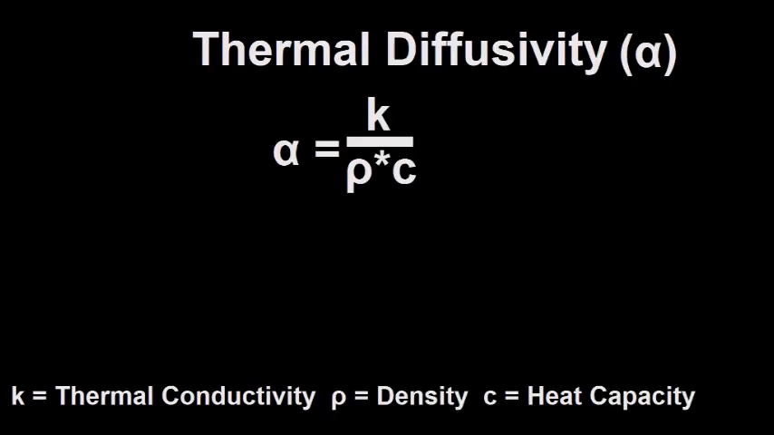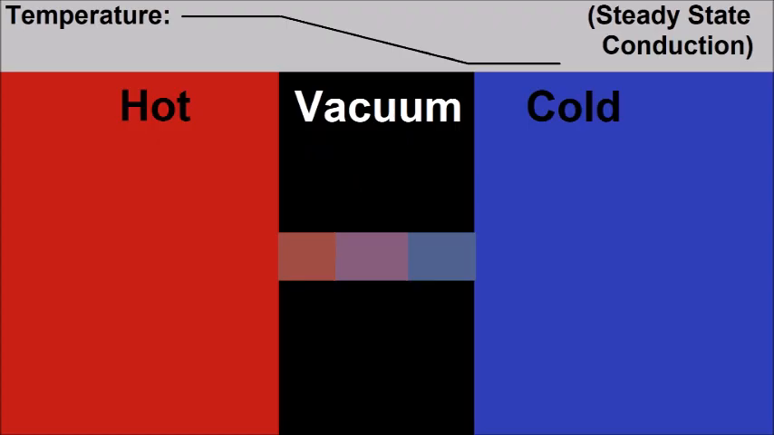Thermal diffusivity is an important property to take note of in different situations. However, in many situations it's not important because most materials will reach steady state fairly quickly and the thermal diffusivity is no longer important.